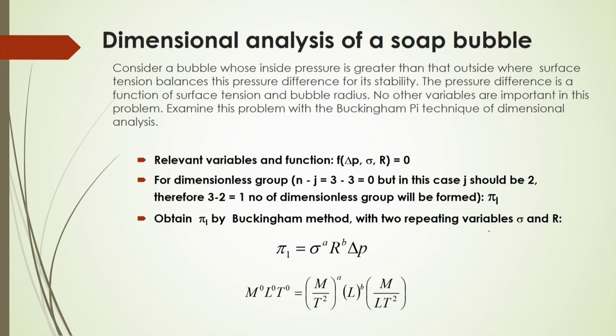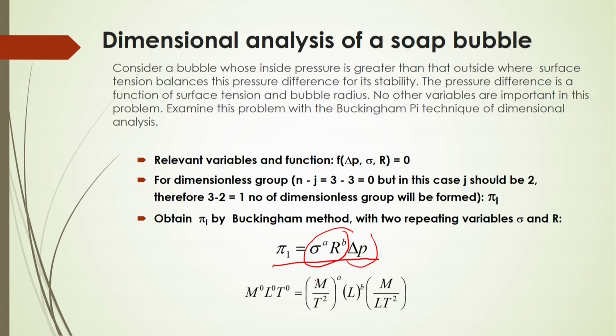Let us select sigma and r as these 2 repeating variables, because we are not getting any density or viscosity here. So, you have to select the physical property as sigma and the geometric variable as r. So, sigma and r are the 2 repeating variables. If we consider the dimensionless group pi 1, it is equal to sigma to the power a, r to the power b, and delta p as the non repeating variable.